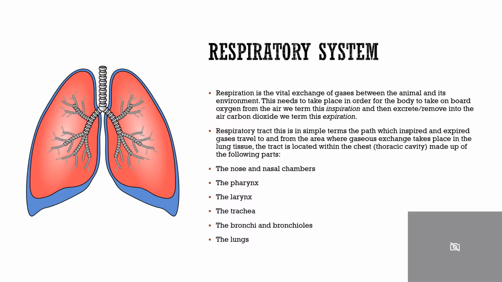The respiratory tract, in simple terms, is a pathway in which inspired and expired gases travel to and from the area where gaseous exchange takes place in the lung tissue. The respiratory system or respiratory tract is located within the chest or thoracic cavity and is made up of the following parts: the nose and nasal chambers, the pharynx, the larynx, the trachea, the bronchi and the bronchioles, and then finally the lungs.